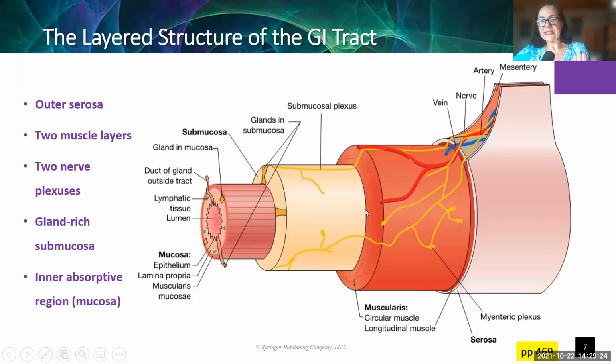Then we have the nerve plexuses. I can't say that word, plural of plexus. The internal nervous system, for communication here of the digestive system. There's a submucosa with lots of glands, again, producing the mucus and producing the fluids that will help materials move along. And finally, we get to the innermost layer. That's the absorptive layer, the epithelial tissue that's going to be able to, once things are digested, pull those molecules in.